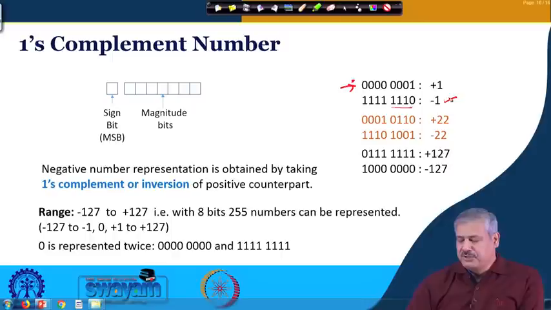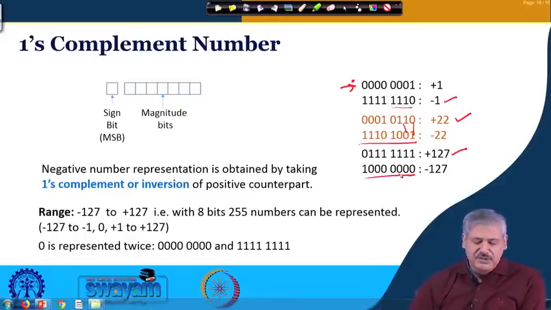Plus 22 we have seen before. If you just take the inversion of it, wherever 0 is there, it becomes 1, and 1 becomes 0. This is the corresponding representation, this is minus 22. Plus 127 we have seen, so minus 127 is this representation. This is called 1's complement representation. In this also, we have minus 127 to plus 127, 0 included. So, 255 numbers are represented, and 0 is represented twice, one by this and another by this.